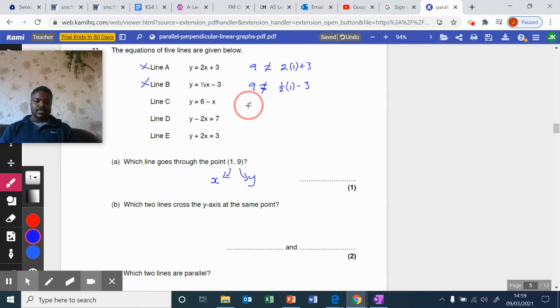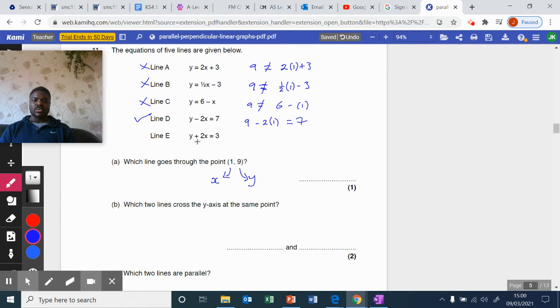We've got 9 equals 6 minus 1. I'm just putting the ones in brackets to show where the substitution has been made. Well, that's not equal. And then we've got line D. Let's try that one. So, y is 9, and that's minus 2 lots of 1. Now, you've got y take away 2, because 2 lots of 1 is 2. So 9 take away 2 is 7. Yes, that is the one.